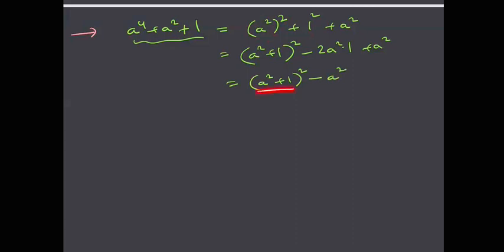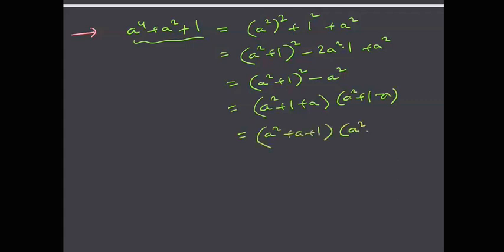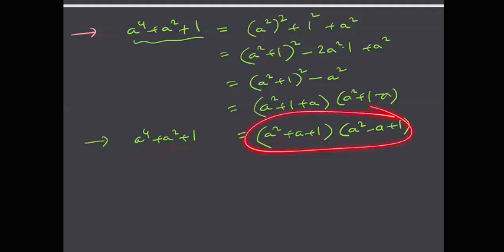So now this is a square minus b square type, right? A square minus b square type. So this is a plus b into a minus b. So it is a square plus 1 plus a into a square plus 1 minus a. So you can write it as a square plus a plus 1 into a square minus a plus 1. Fine. So a power 4 plus a square plus 1 can be written in this way. A square plus a plus 1 into a square minus a plus 1. So whenever you see this expression, you should be able to factorize this into these two. Okay.